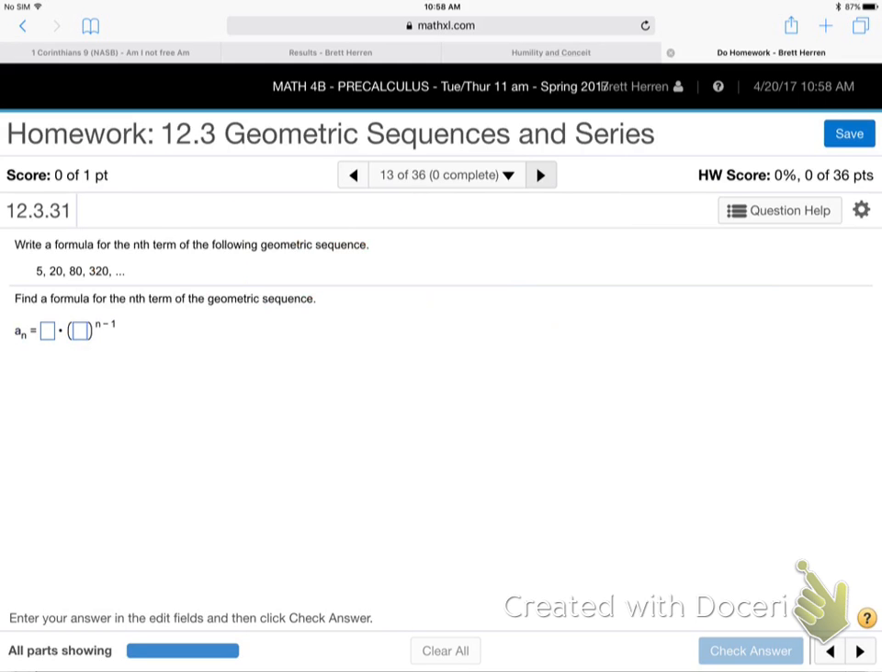Let's try the formula for the nth term. See if you can come up with a formula there. It's another geometric: 5, 20, 80, 320, dot, dot, dot. So this time we're going to have to do the formula. No more shortcuts. We need a formula.